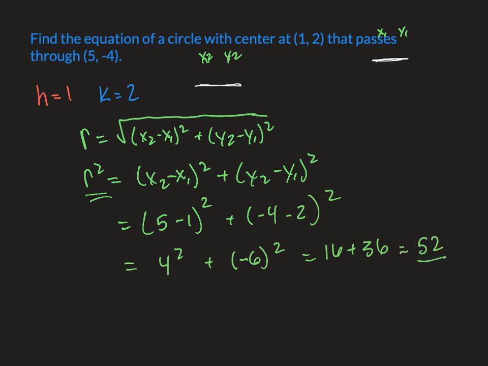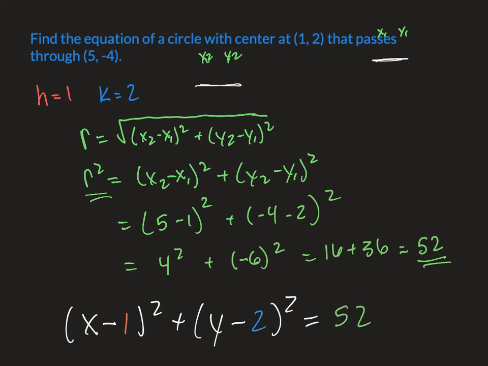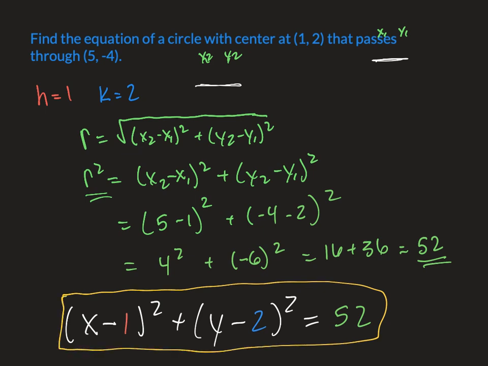Now remember, we just computed r squared, so that's the number we'll stick at the end of our equation. So now we're ready to write the equation. We have x minus 1, because 1 was h, squared, plus y minus 2 squared equals 52, and we're done. We have filled in the blanks for the general equation for a circle. And that's the goal for this particular problem.